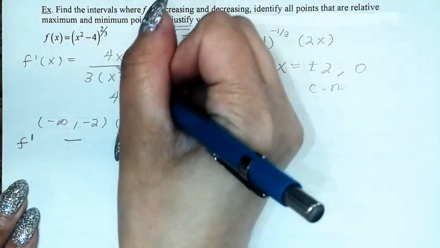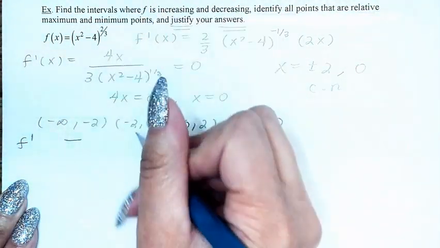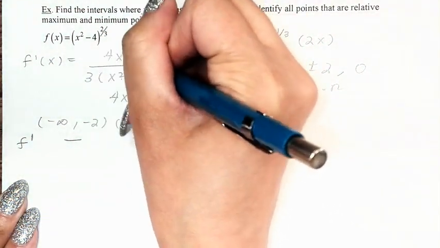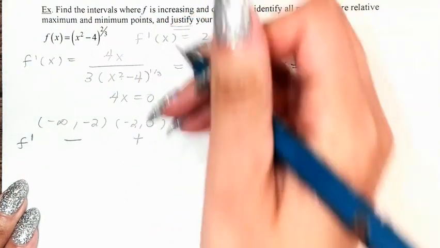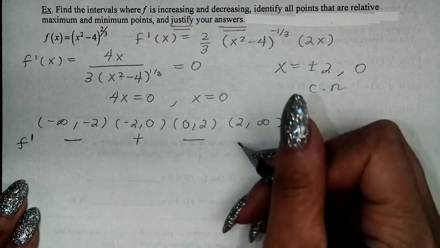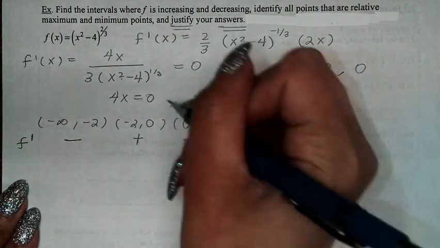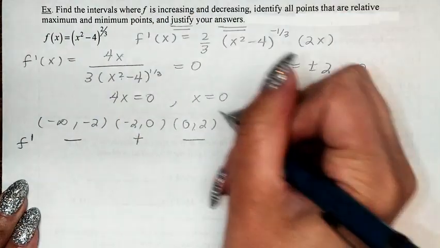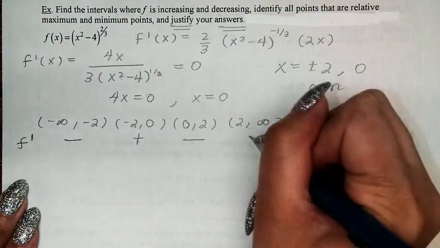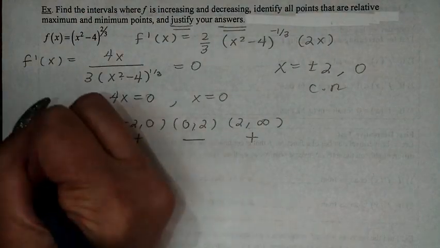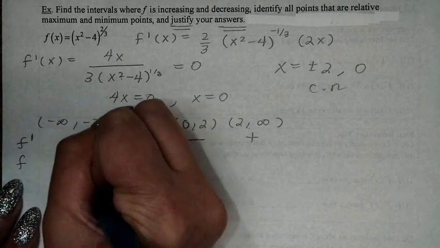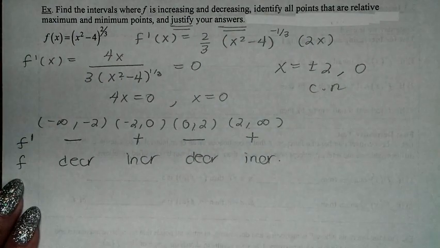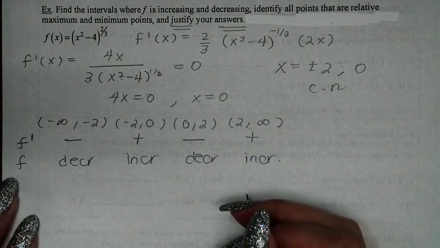Over here, I would plug in negative 1. This is negative, this would be negative, so negative and negative is positive. Over here, I would plug in 1 here and here, so this is positive, and this would be negative, therefore positive over negative, that's negative. Over here, I would select 3 and plug in here, so 4 times 3 is positive, 3 squared minus 4 is positive as well, so positive over positive is positive. Okay, so you can conclude that f is decreasing here, increasing here, decreasing here, and over here increasing again. Okay, so that's what we have, so let's conclude.